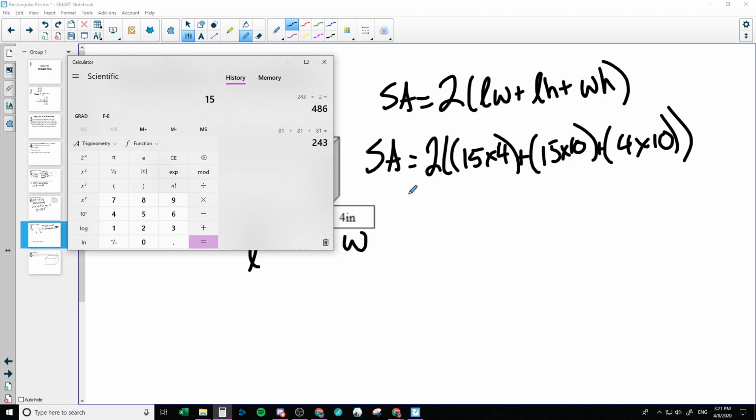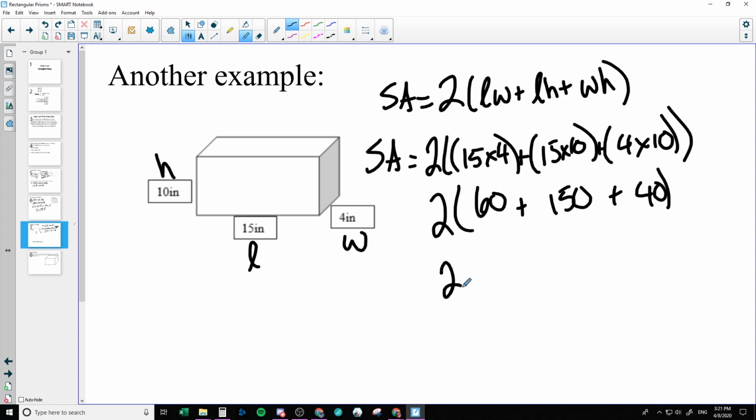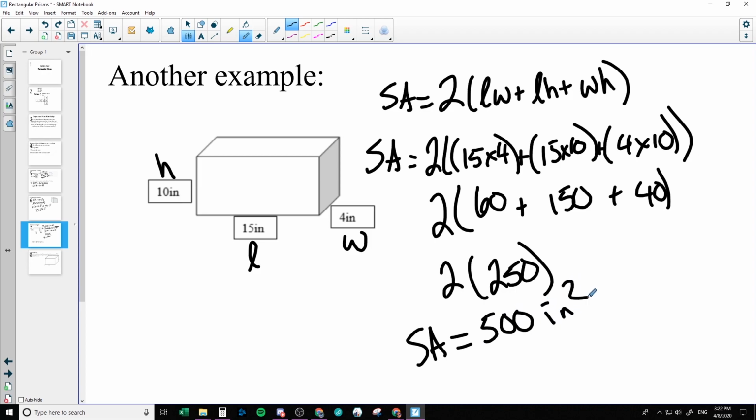Okay, 15 times 4 is 60. 15 times 10 is 150. 4 times 10 is 40. That's what's inside of these brackets, 2 times all of this. So it's going to be 2 times, let's see, 60, 210, 250. Our surface area of this rectangular prism is 500 inches squared.